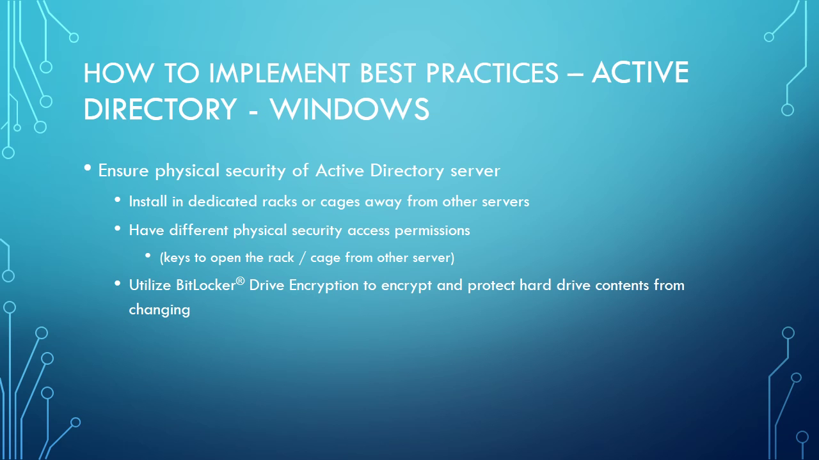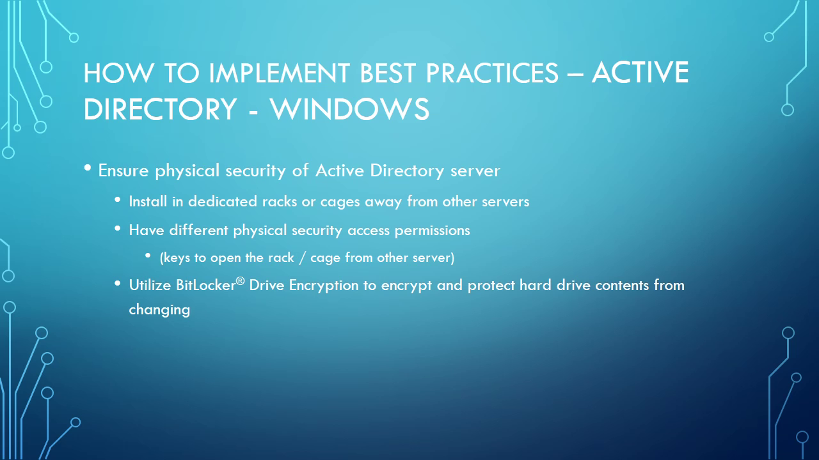How to implement best practices for the Active Directory. Ensuring physical security of the Active Directory server. You want to install it in a dedicated rack or cages away from other servers. This prevents anybody from accidentally booting it or putting a CD in and modifying it or trying to do something else to it thinking it's another server. And with it being in a dedicated rack or cage away from other servers, even if they all have the same key, then it won't make any difference. So you need to have a different key or other way of opening the rack or the cage.